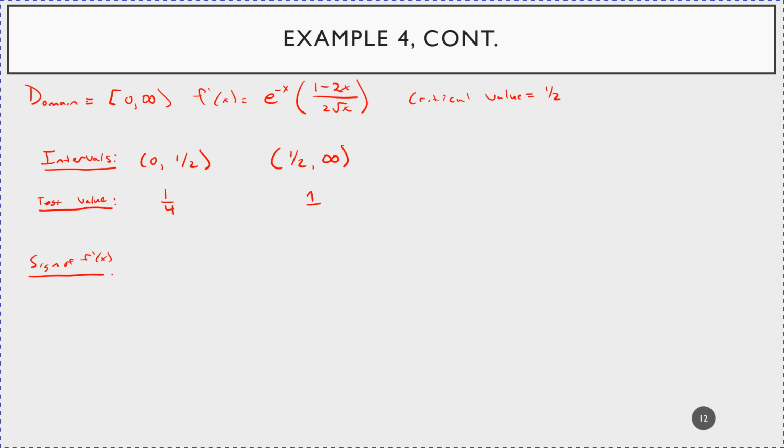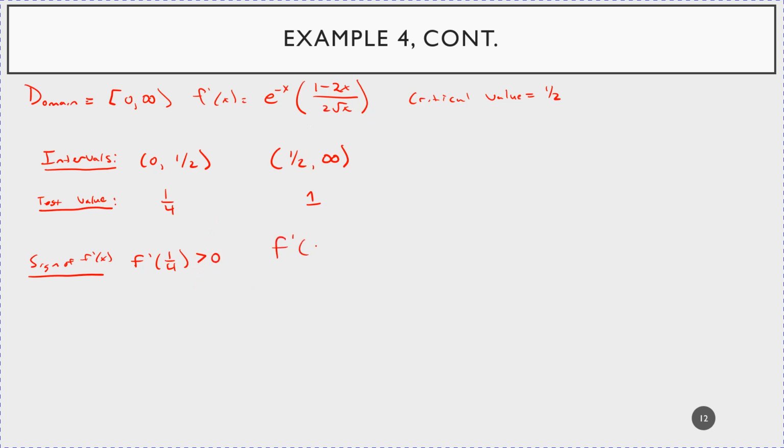Okay, so now you want to figure out what the sign of f prime of 1/4 is. Well, look, here's how I do this. e to the negative 1/4, that's positive. 2 times the square root of 1/4, that's positive. So positive, positive. So all you're interested in is the sign of the numerator here. Well, 2 times 1/4 is 1/2. 1 minus 1/2 is 1/2. So that's positive.